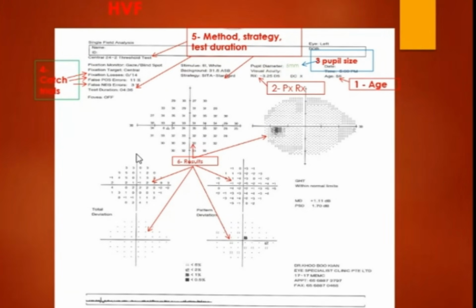Here is the total deviation. And then here is the pattern deviation. For the total deviation, the machine shows us areas where the patient is having deficits or where the patient is seeing better. Then the pattern deviation shows us the actual areas where the patient is actually seeing better or worse. Some authors will tell you that the pattern deviation compensates for deficits seen in the total deviation.